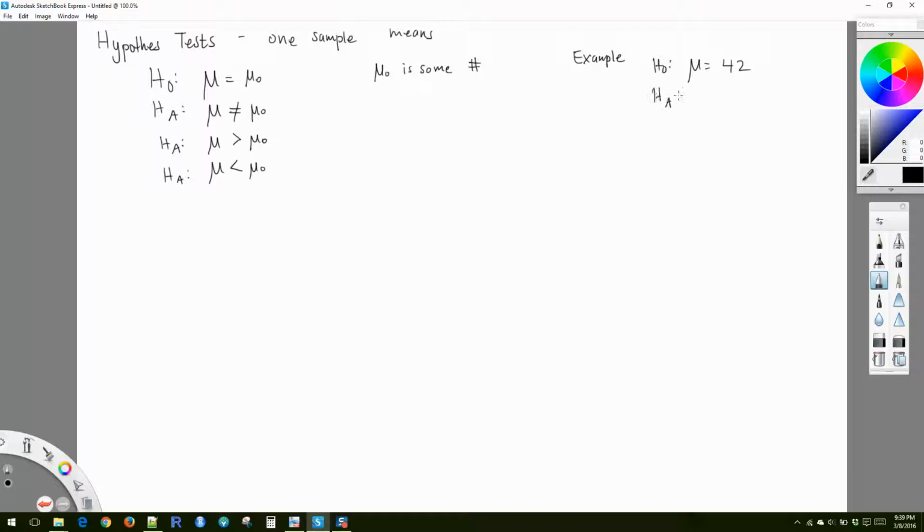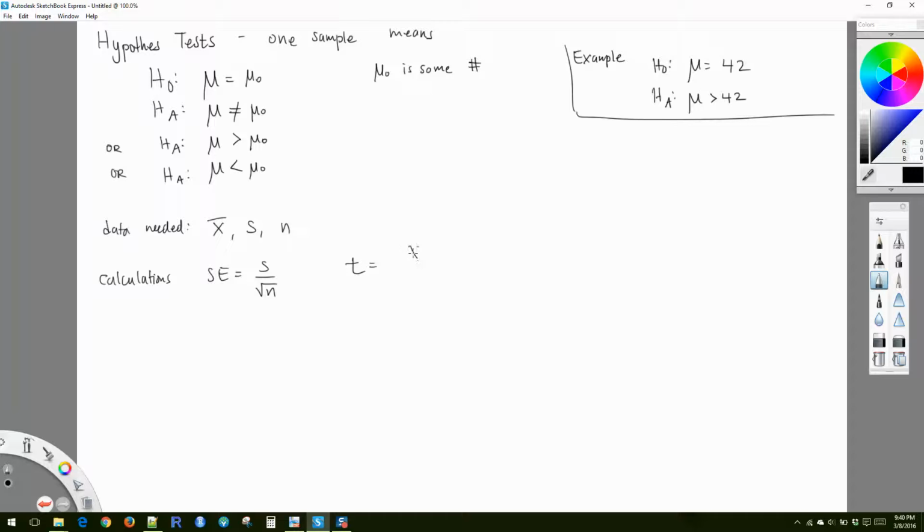Okay, so those are your hypotheses. The data you need will be x bar, s, and n. As far as calculations go, your standard error is s over the square root of n. And your test statistic t is going to be x bar minus whatever mu 0 you have in your null hypothesis, divided by the standard error.